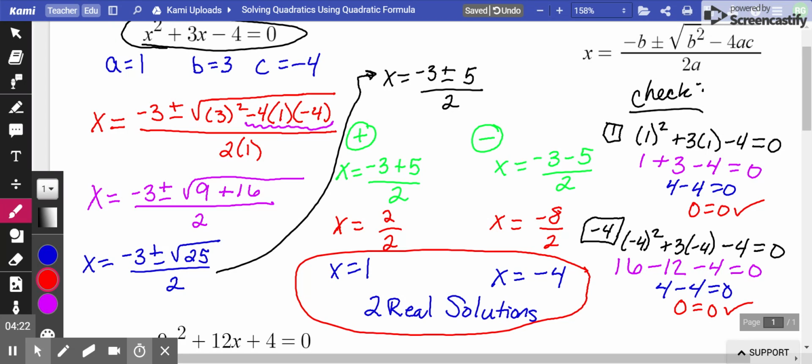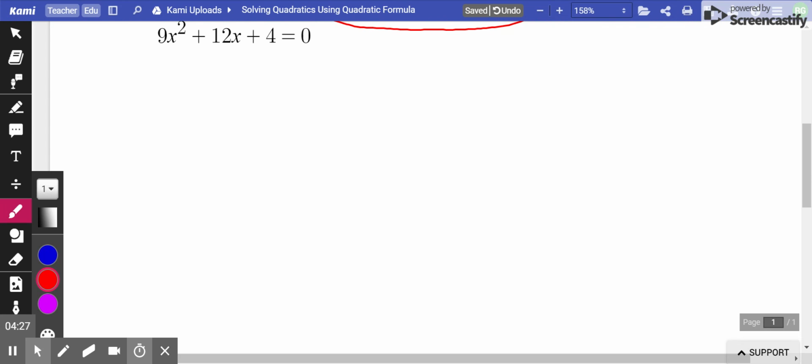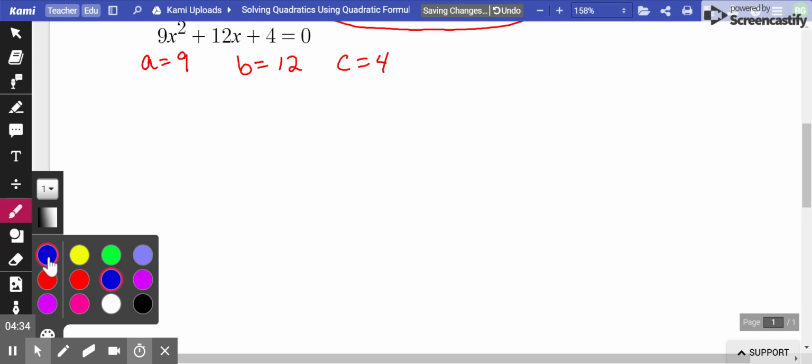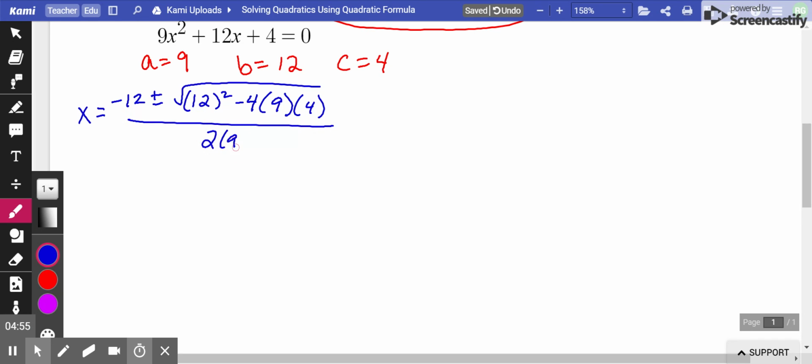Let's look at a slightly different quadratic. Here we have an a value that is larger than 1. So here our a is 9, b is 12, and c is 4. Same process. You're going to substitute those into your quadratic formula where applicable. So we have negative 12 plus or minus the square root of 12 squared minus 4 times 9 times 4, all over 2 times 9.